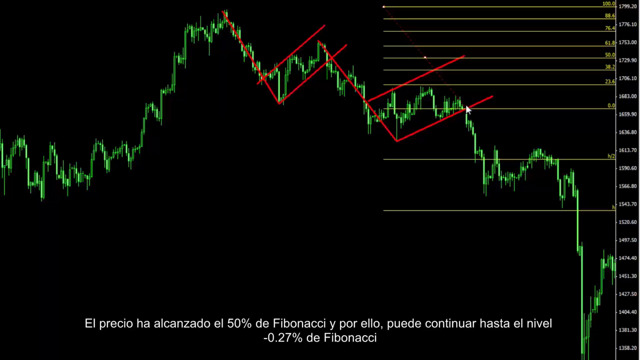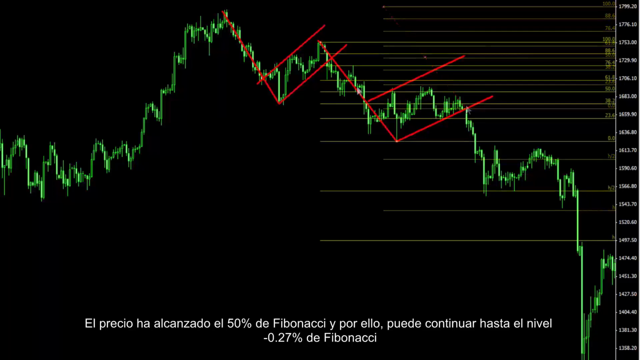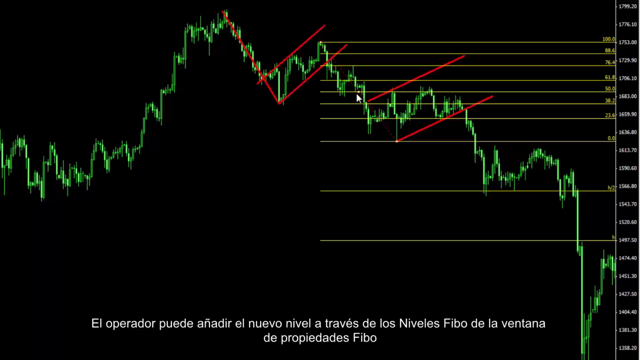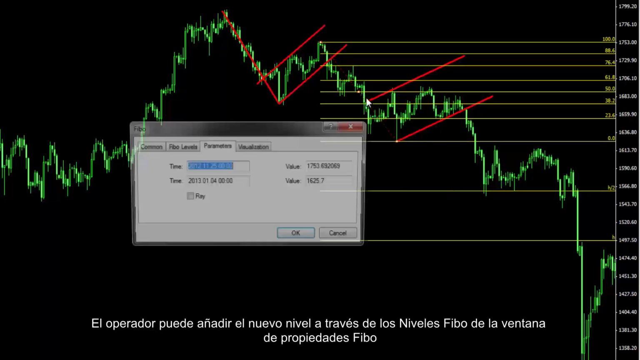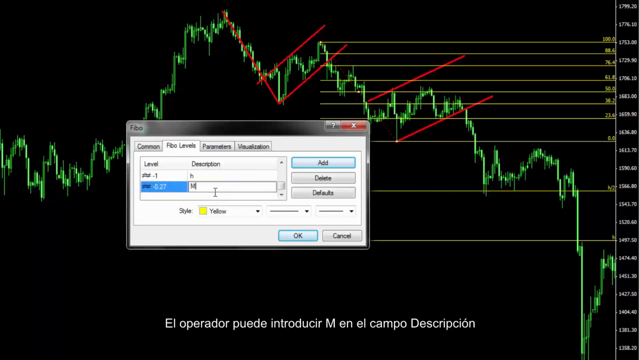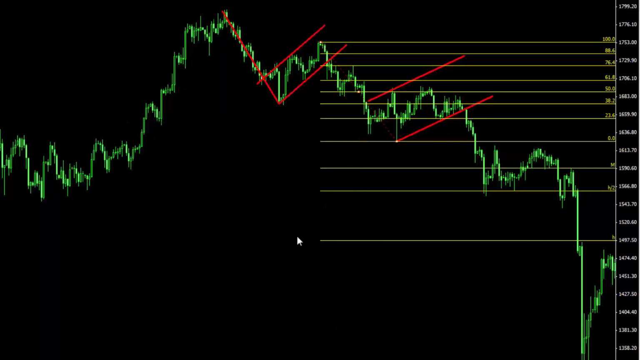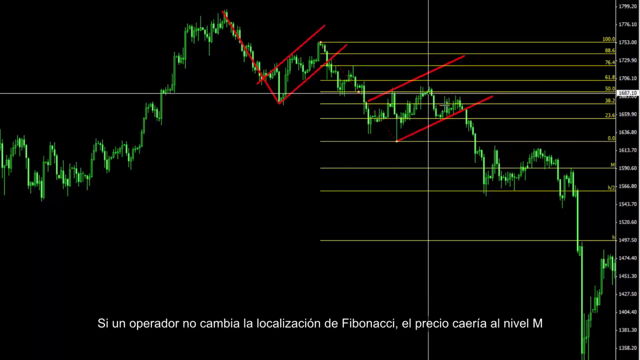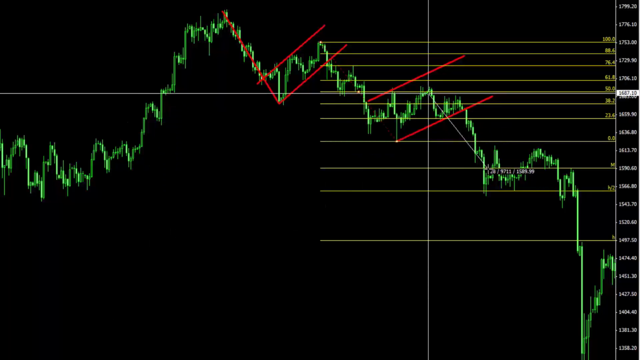Price has met 50% of Fibonacci, thus it may proceed to the minus 0.27 level of Fibonacci. A trader can add the new level through the Fibo levels of the Fibo Properties window. A trader can enter M in a description field. If a trader does not change the location of Fibonacci, price would fall to the M level.